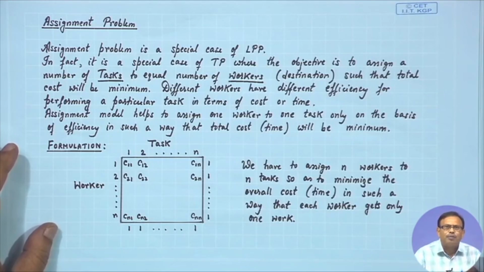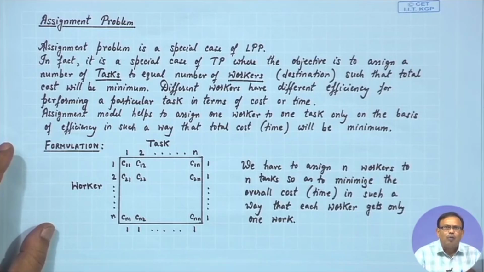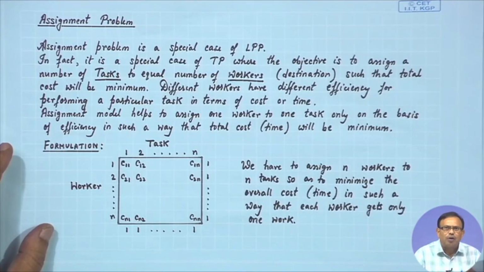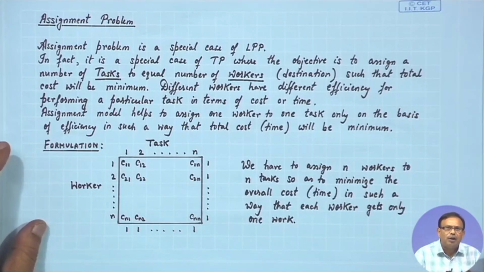The assignment model helps to assign one worker to one task only, on the basis of efficiency, in such a way that the total cost or total time, whatever you say, will be the minimum. That is, each worker will be assigned only one task. Please note this one. And on what basis? So that the total cost paid will be minimum.